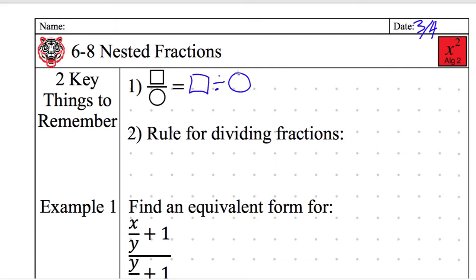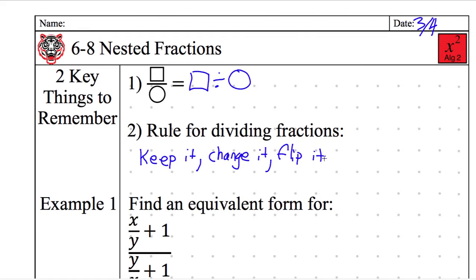And then what was our cool little jingle for dividing fractions? Keep it. There it is. Write it down. Keep it, change it, flip it. Notice that this rule goes with nested fractions, but it also goes with fractions that are just being divided. For example, if I had a fraction divided by a fraction, I would still do keep it, change it, flip it, but I'm going to be writing them like this. I'm going to be writing them in what's called a nested fraction. Let's see our first nested fraction in example 1.